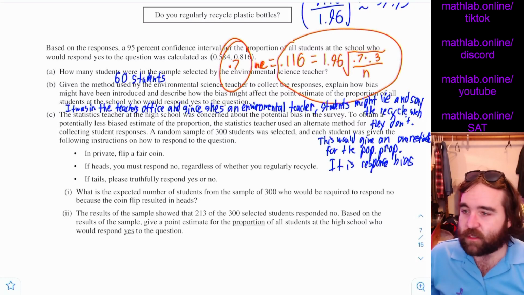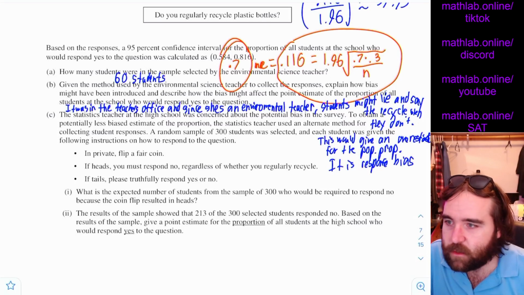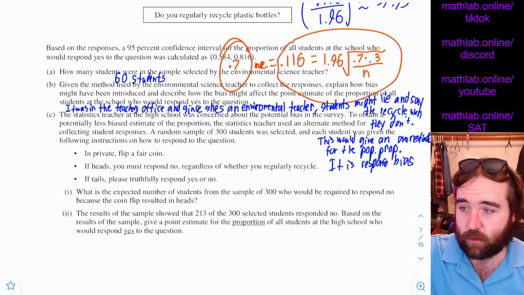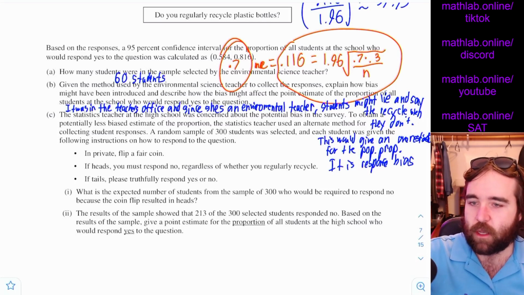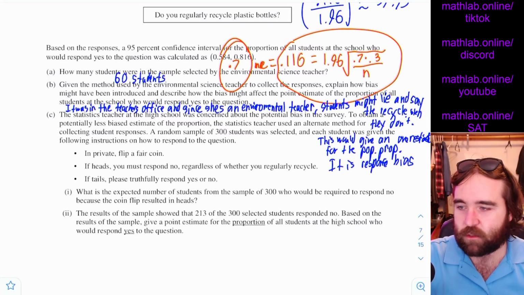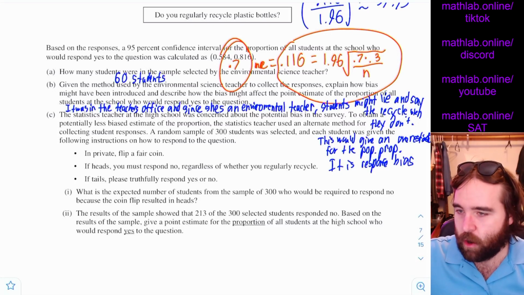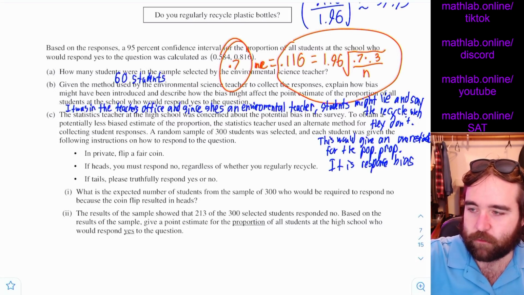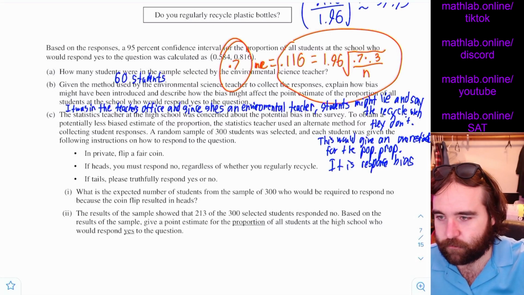Part C. The statistics teacher at the high school was concerned about the potential bias in the survey. To obtain a potentially less biased estimate of the proportion, the statistics teacher used an alternative method for collecting students' responses. A random sample of 300 students was selected. Each student was given the following instructions on how to respond. In private, flip a fair coin. If heads, you must respond no, regardless of whether you regularly recycle. If tails, you respond truthfully.